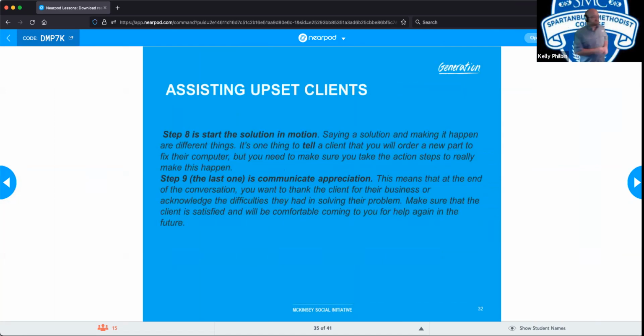Next, start that solution in motion. Telling them exactly what you're going to do to a degree and making it happen are 2 different things. If there's a hardware issue and you need to order a new part, let them know: look, we're going to be ordering a new part for your computer. It should arrive in X amount of days. At that point, we're going to open up your computer and install this new component, and hopefully that will resolve whatever issues you're experiencing.